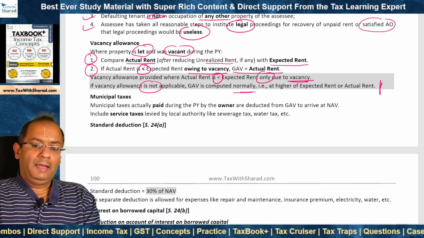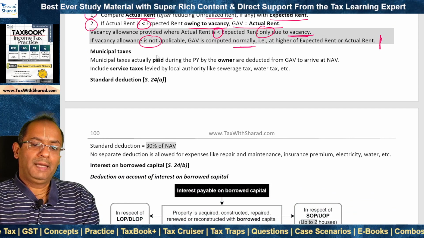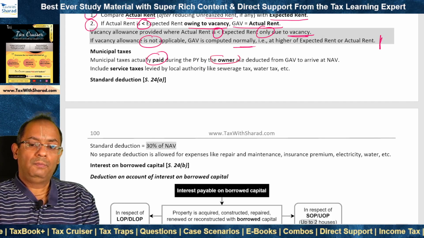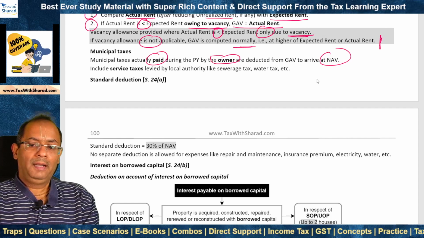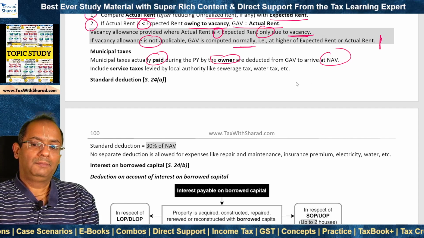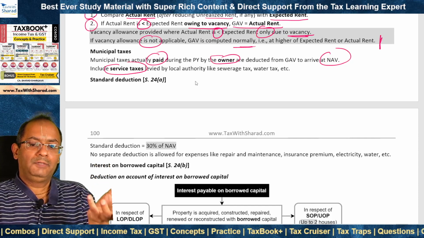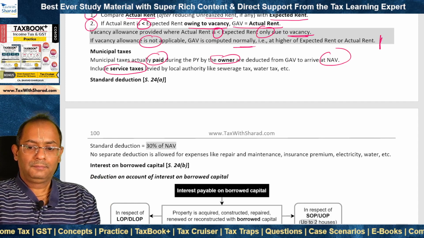So once we have computed the amount of GAV, then we deduct municipal taxes which are actually paid during the previous year. By whom? By the owner. And these are deducted from the GAV to arrive at what? At the net annual value or NAV. And municipal taxes also include the service taxes which are levied by the local authority, like what? Like sewerage tax, water tax, etc.